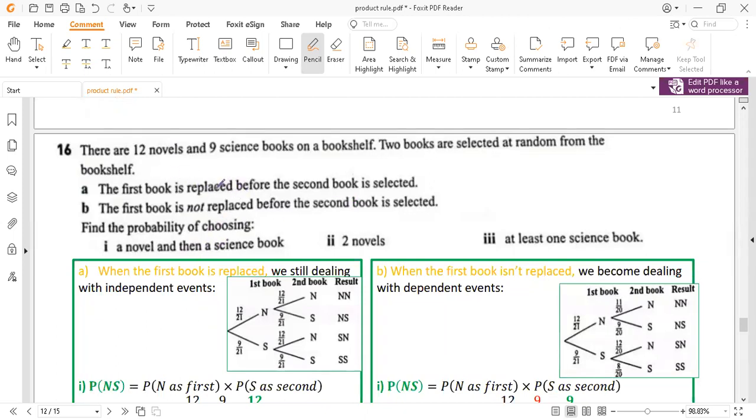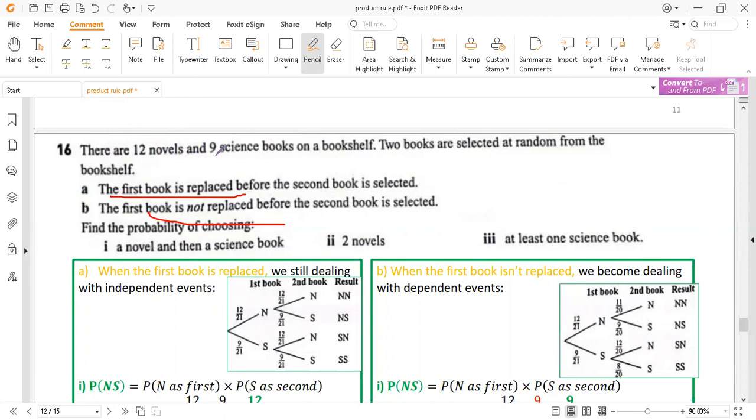Here we have different statements, with replacement and without replacement. What is the difference between with replacement and without replacement? How do we use the product rule here? The product rule is very easy: multiply the probabilities of two different outcomes occurring in two different events, or in two different stages.